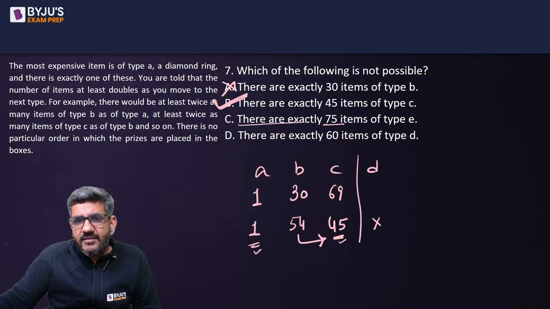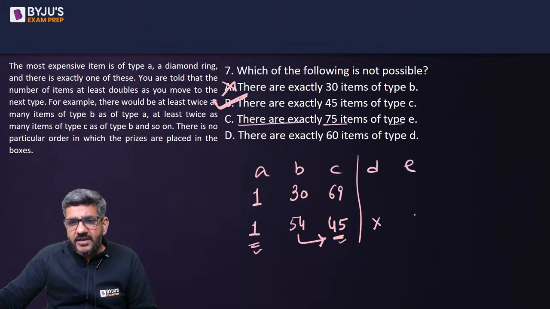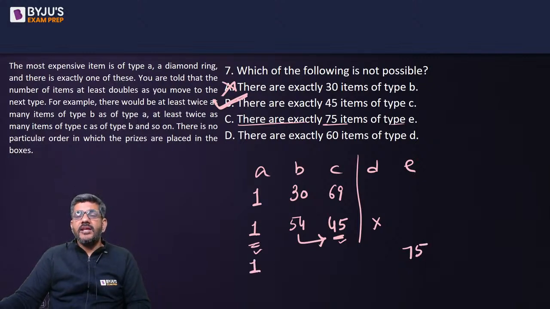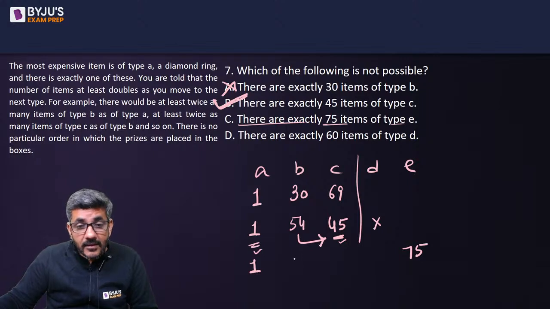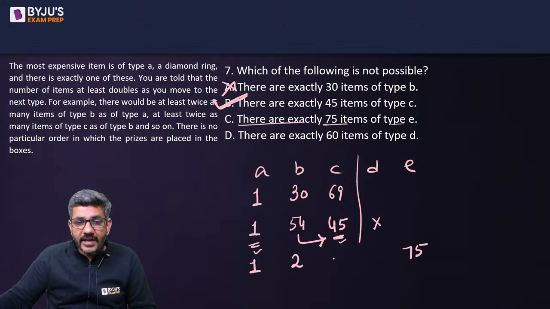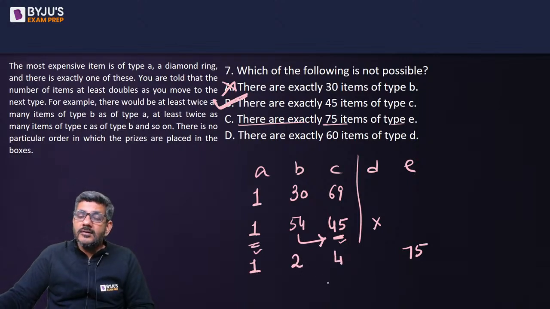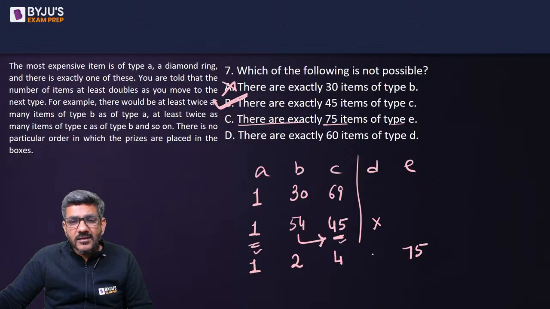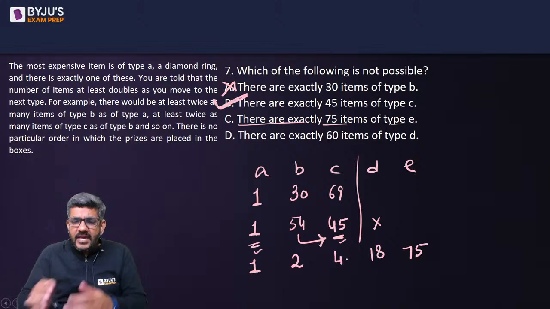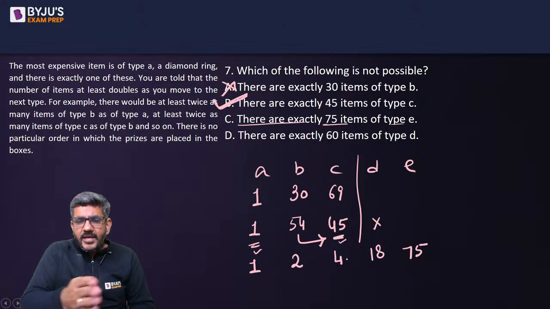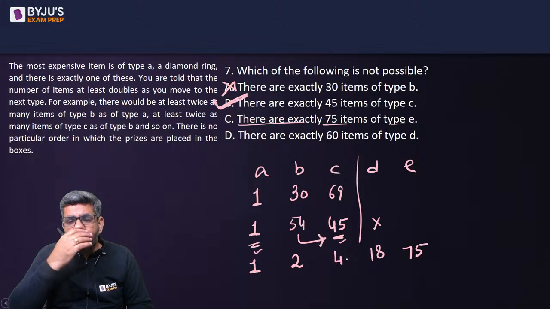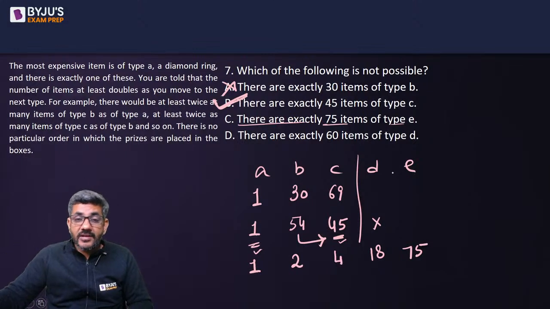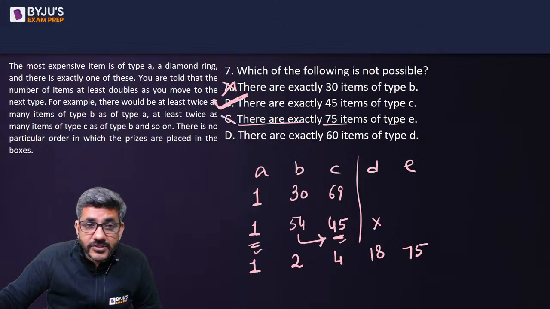There are 75 articles of type E. क्या मैं 75 articles of type E ले सकता हूं? चलिए देखते हैं. एक ये हो गया. 75 plus 1 is 76. मिनिमम 2 ये लूंगा, 78. मिनिमम 4 ये लूंगा, that is equal to 82. 18 और बचे. Can't I take 18 here? See, everything is satisfied. 1 का मिनिमम डबल है 2, 2 का मिनिमम डबल है 4, 4 का मिनिमम डबल है 18, और 18 का मिनिमम डबल आ जा रहा है 75. So yes, even this is possible.